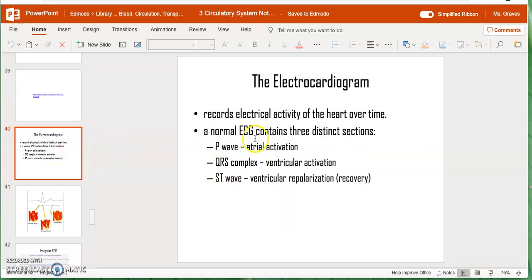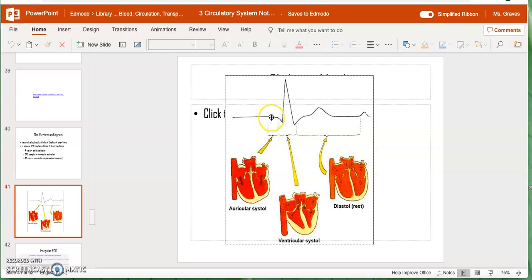Anyways, a normal ECG contains 3 distinct sections: a P wave, which is when the atria are contracting, the QRS complex, which is when the ventricles are activated, and then the ST wave, which is ventricles relaxing. So here we have our P wave, again the atria contract. We then have the QRS complex, which is when you get this big spike. Because there's more electrical activity when the ventricles are contracting, you can see more electrical activity on the electrocardiogram.